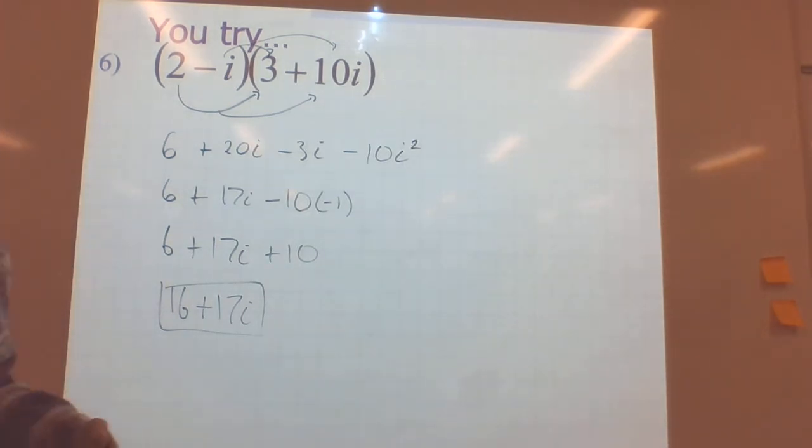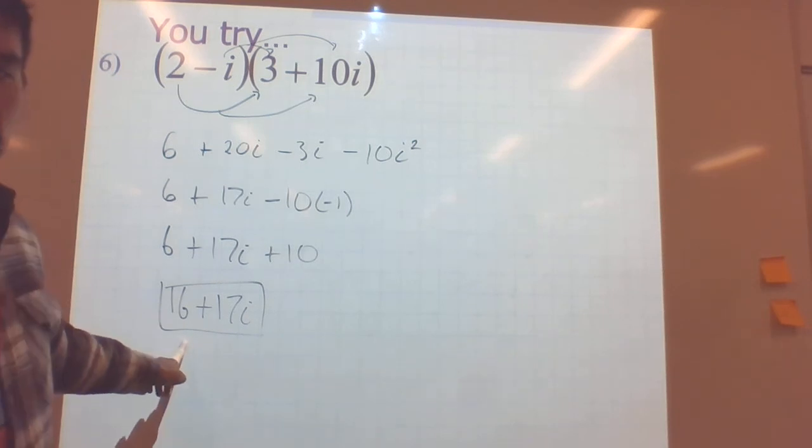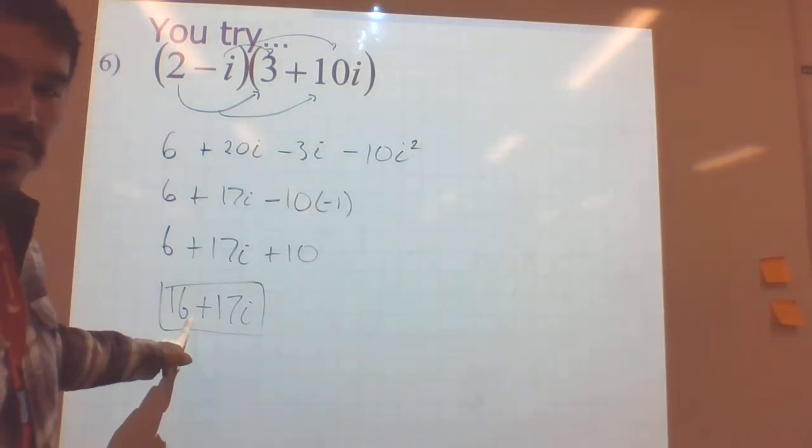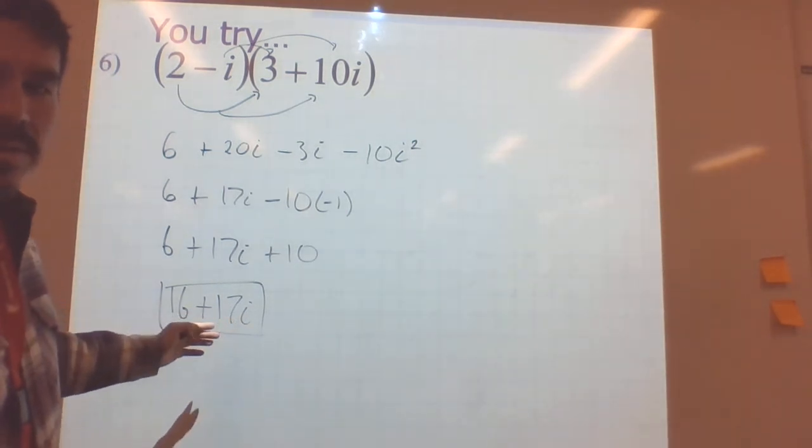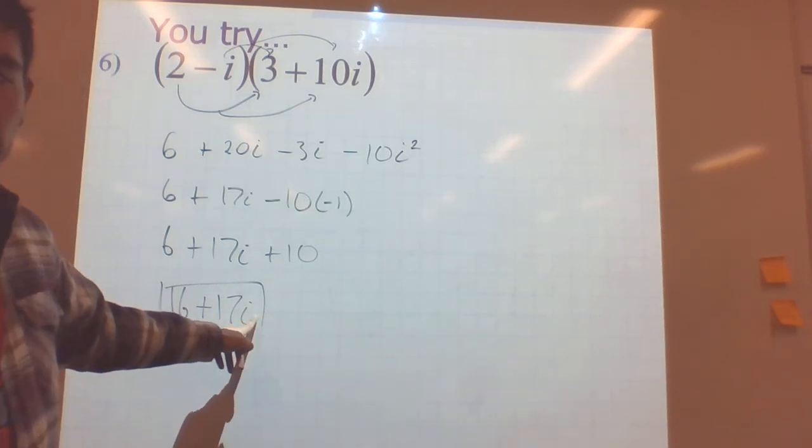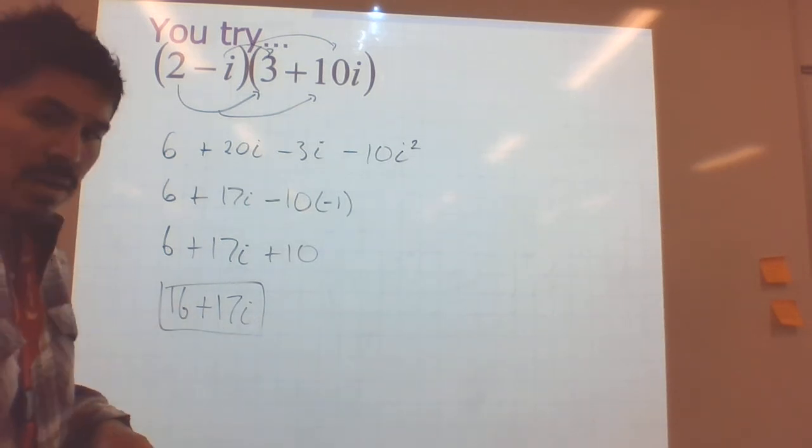Now, as standard form, or if you want to call it standard form, you always want to have your answer with the constant first and then your i last. So again, in your answers, always have the complex number at the end. This is helpful.